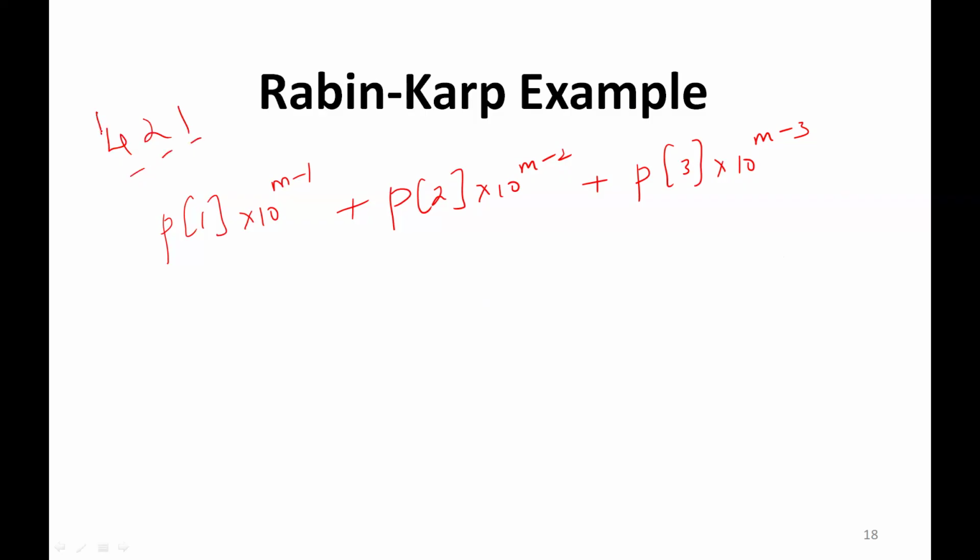So the power of this will be 10 squared, the power of this will be 10 raised to 1, and the power of this will be 0. That is how we move forward. So here we used 10.